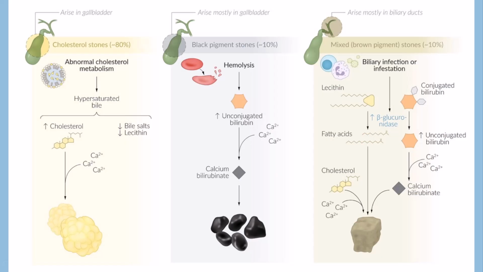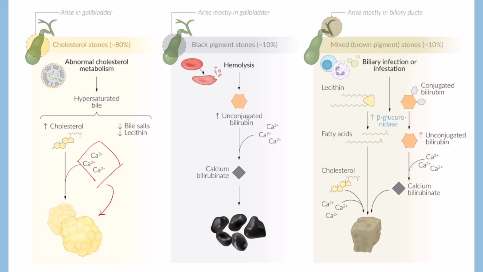So here in this picture, you can see formation of different types of stone. Always remember that we have a balance in production of cholesterol and production of bile salts in our biliary system. So when this balance is broken, we are going to form the different types of stones. So the first one is when we have elevated amount of cholesterol in our biliary system. The extra cholesterol is going to react with the calcium inside the biliary system, and as the result, we are going to form the cholesterol stones.